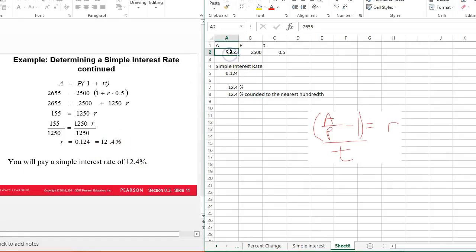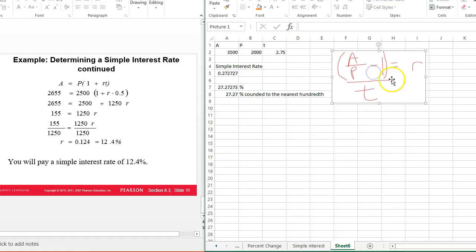Let's say that this had been 3,500. We started with 2,000, and it took us 2.75 years. So the interest rate was 27.27. So there's that formula. We solved it for R, and then we used that to come up with a way to get the calculation via Excel.